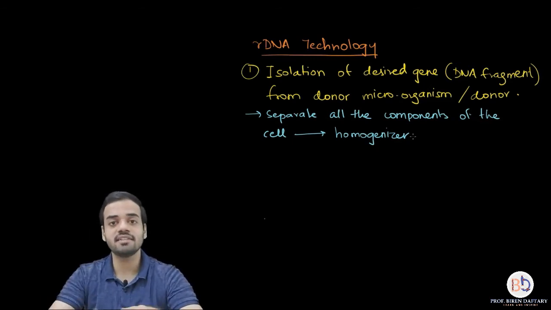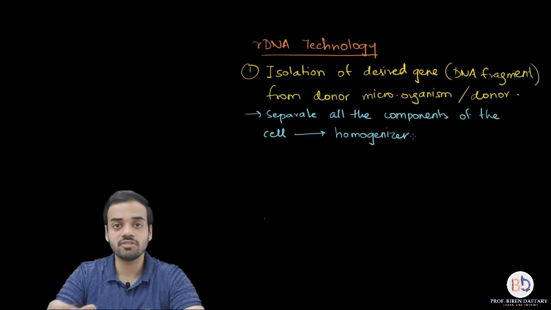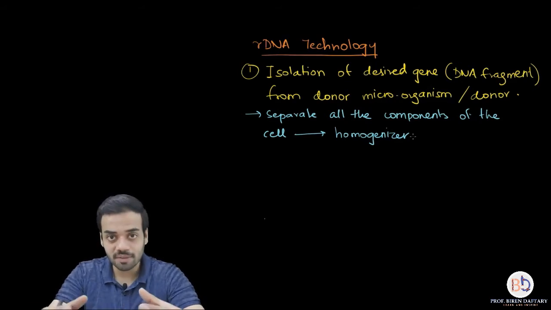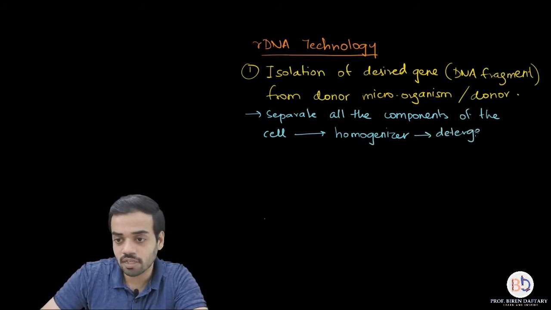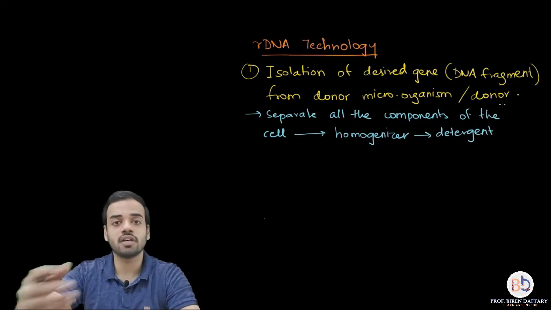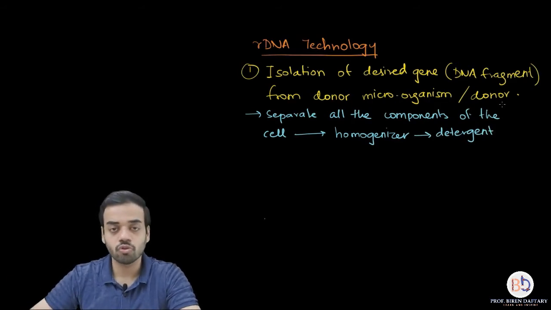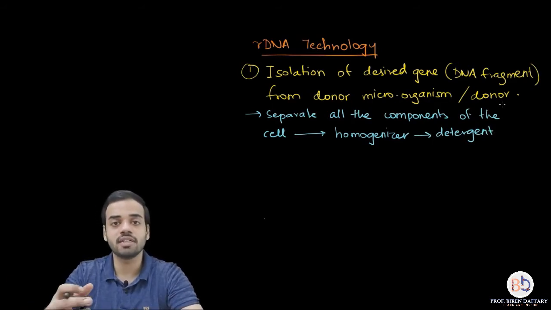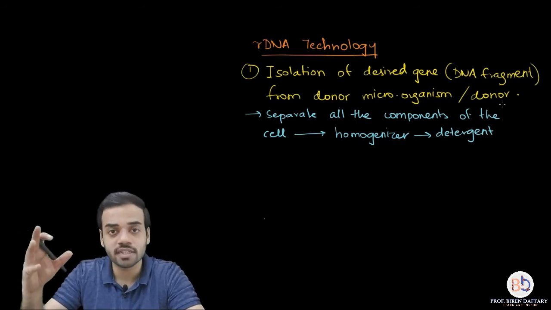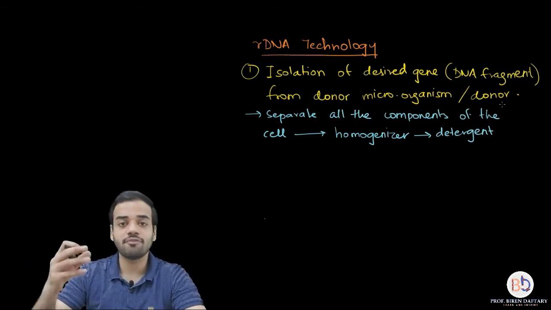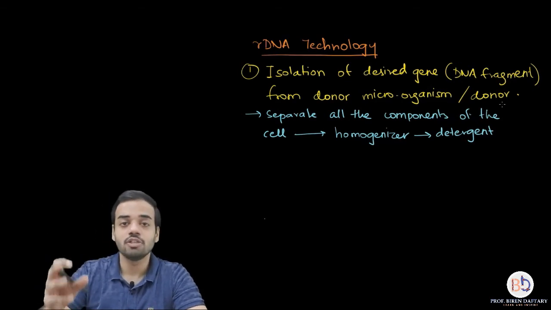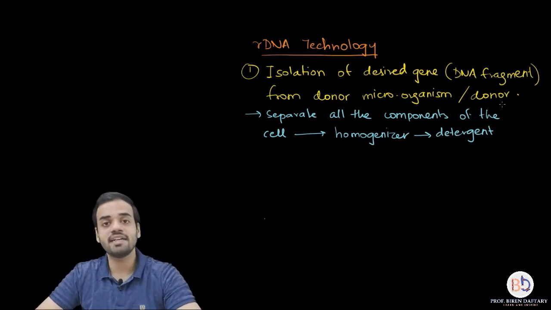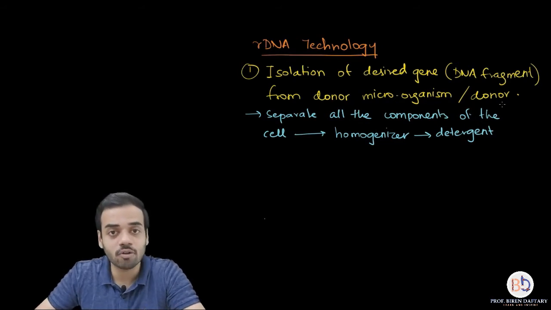Then after the homogenizer is used, all the parts of the cell will be separated from each other. Then normally a detergent is used. A detergent is normally used to wash off the unnecessary parts. So all the components which I've separated, all the unnecessary parts are washed off using a detergent. Is that clear? And finally, since you need the required gene, to get the DNA you need to precipitate it out from the solution.